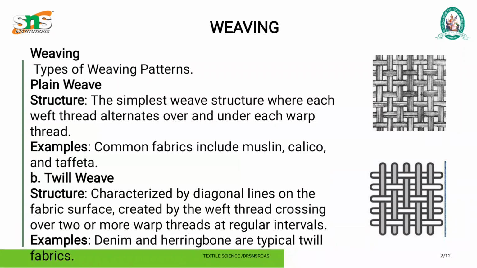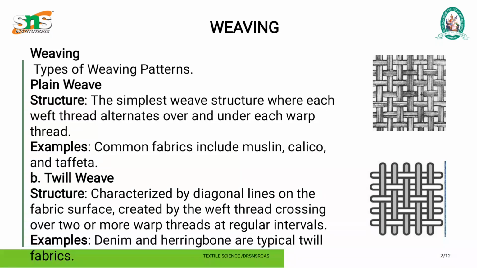First weave is plain weave structure, the simplest weave structure where each weft thread alternates over and under each warp thread. So common fabrics include muslin, calico and taffeta. It is the simplest weave formation.